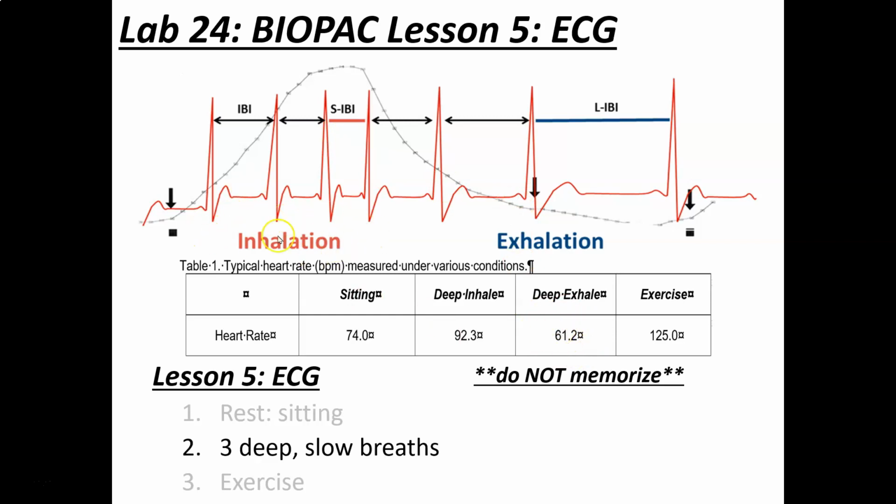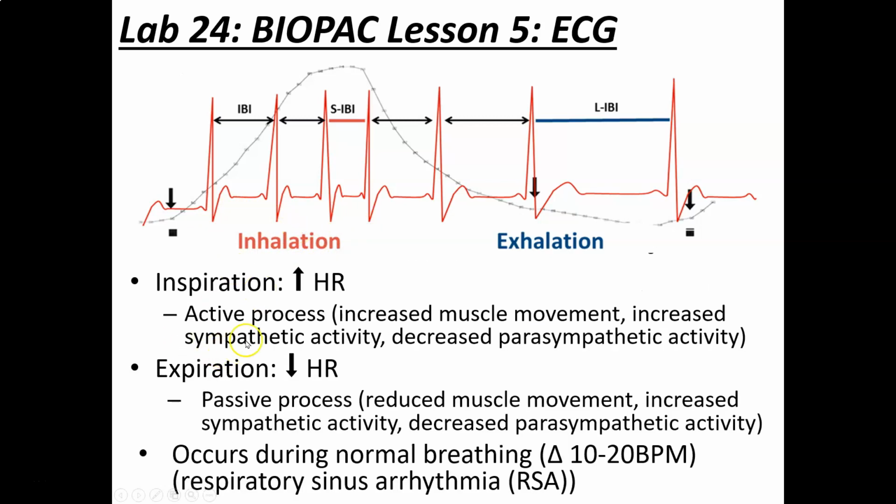So during inhalation, a couple things happen. What we see is during inspiration, there's an active process. You have increased muscle movement, you have increased sympathetic activity, you have decreased parasympathetic activity. That's because you need more oxygen to go to the muscle because of that muscle movement, because inspiration is an active process. So we actually flip a little switch in our brain that causes our heart rate to go up. So heart rate goes up during inhalation, so we expect to see that go up to 90 beats per minute. That's pretty normal.